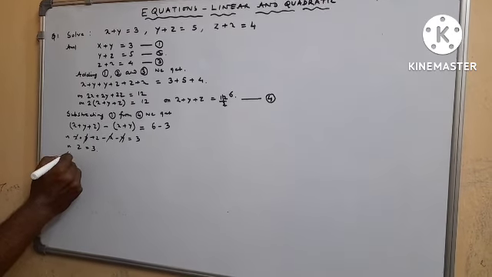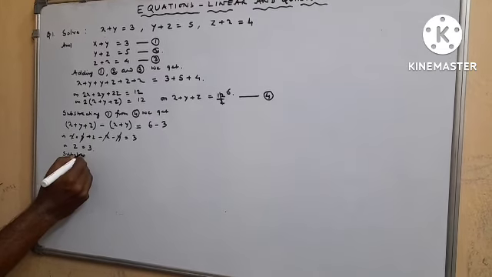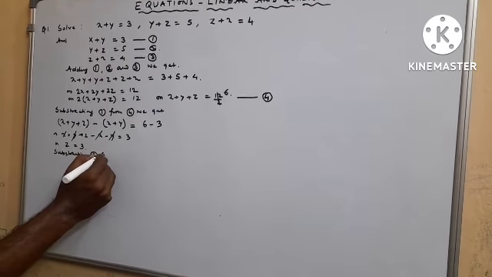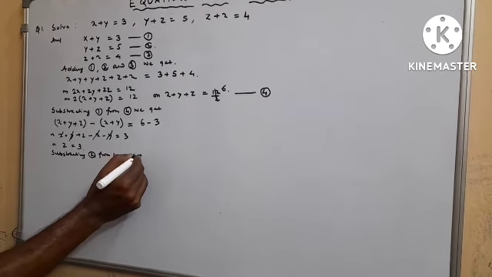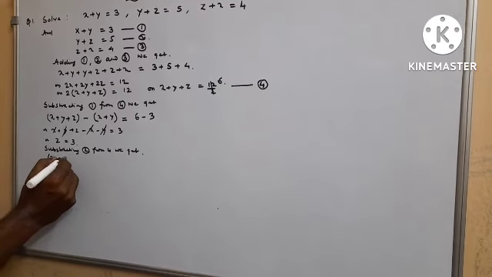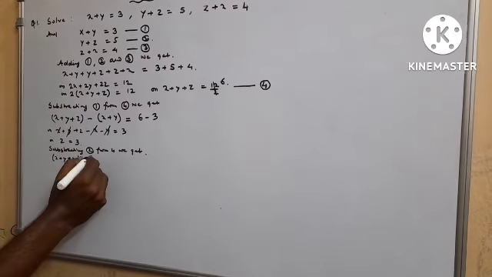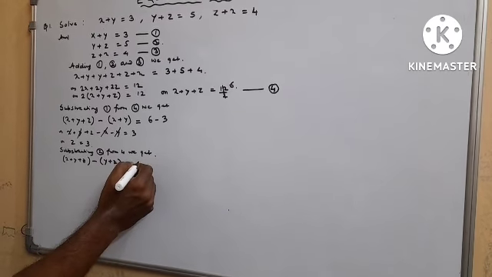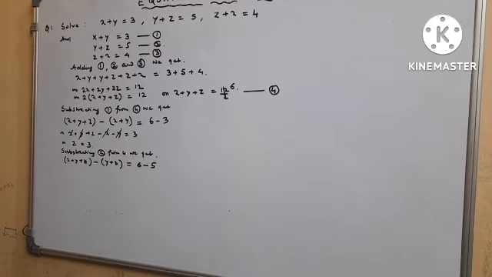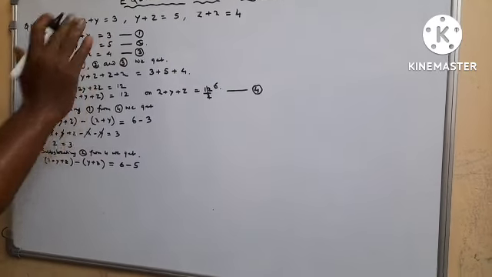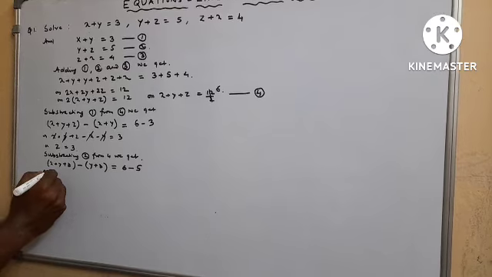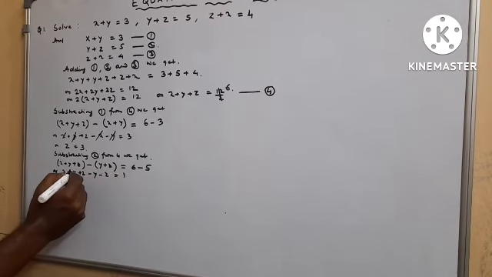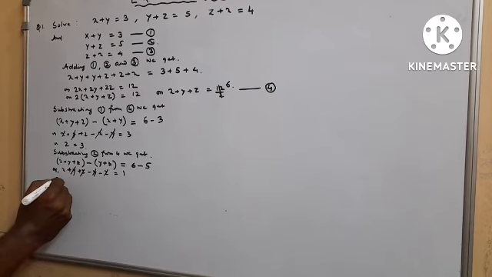Now again subtracting 2 from 4, we get: 4 is x plus y plus z, minus 2 which is y plus z, equals 6 minus 5, right hand side 6 for 4 and 5 for 2. Or x plus y plus z minus y minus z equals 1. So y cancels, z cancels, and x equals 1.